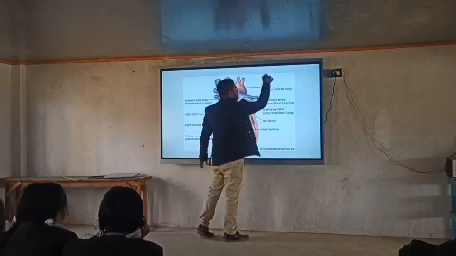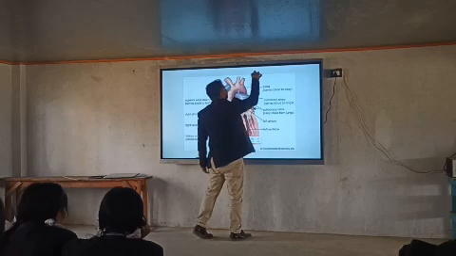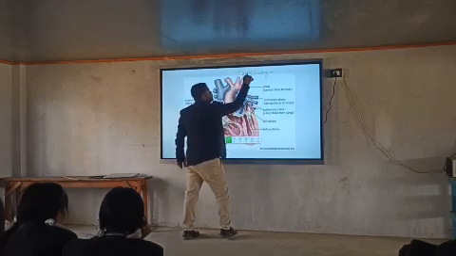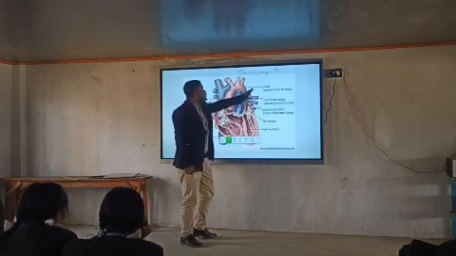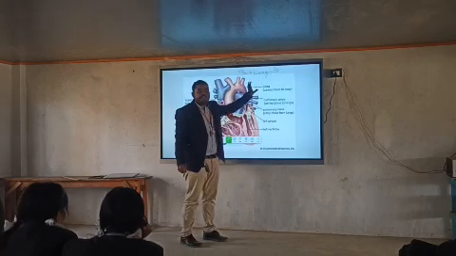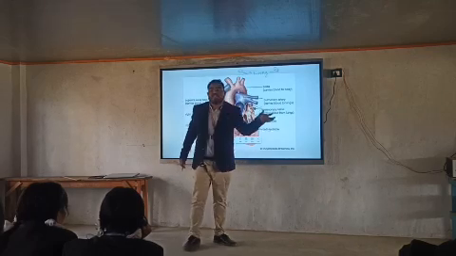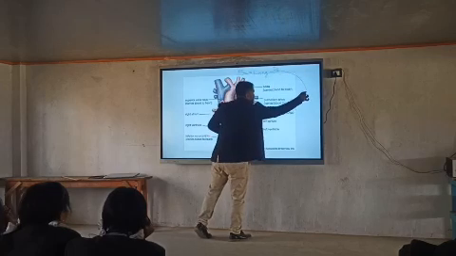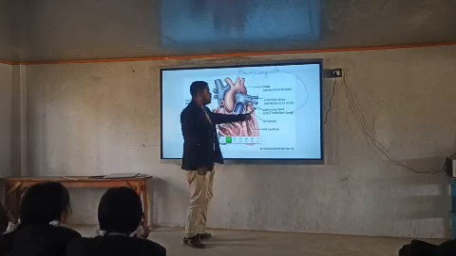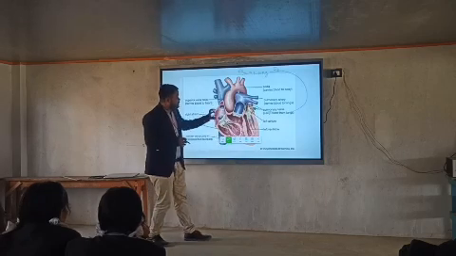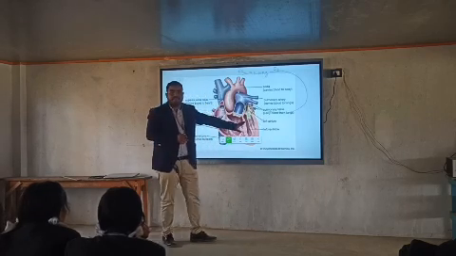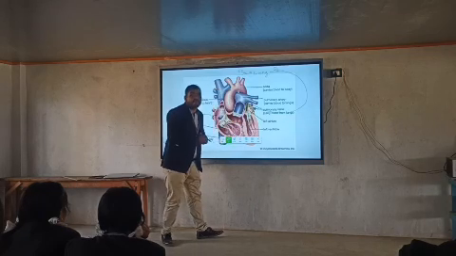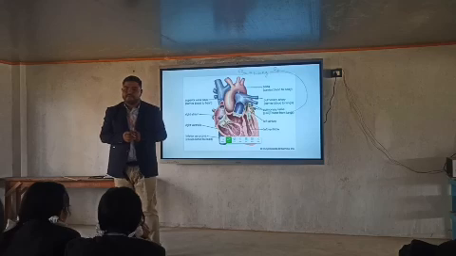Now all the blood from the lungs. Here are the lungs. This means that the lungs give oxygenated blood, and this oxygenated blood is entering the heart through the pulmonary vein. Blood is entering the left atrium, and the blood is again passed to the left ventricle by contractions of the heart, right?